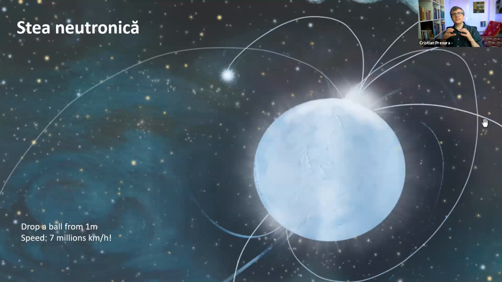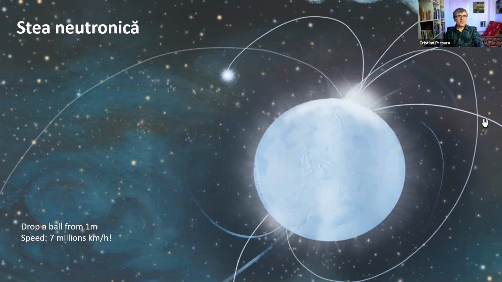Now, of course, if the star is very, very small, then the gravity on the surface of the neutron star is very, very strong. And I found a calculation which I found interesting. If you take a ball and drop it from a height of 1 meter on the surface of the neutron star, then when the ball hits the ground after 1 meter, it's going to have a speed of 7 million kilometers per hour.